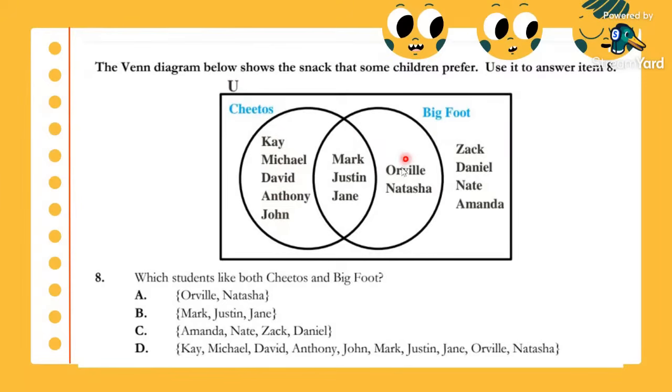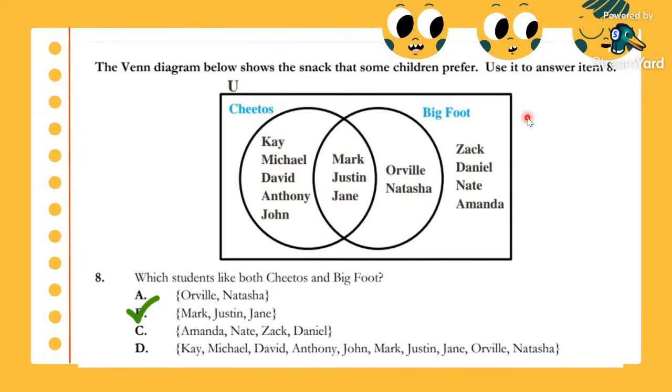Bigfoot as these people who only like Bigfoot, like Orville and Natasha. But in the middle here, we have people who like both Cheetos and Bigfoot, like Mark, Justin, and Jade. So if you said B, you are correct.